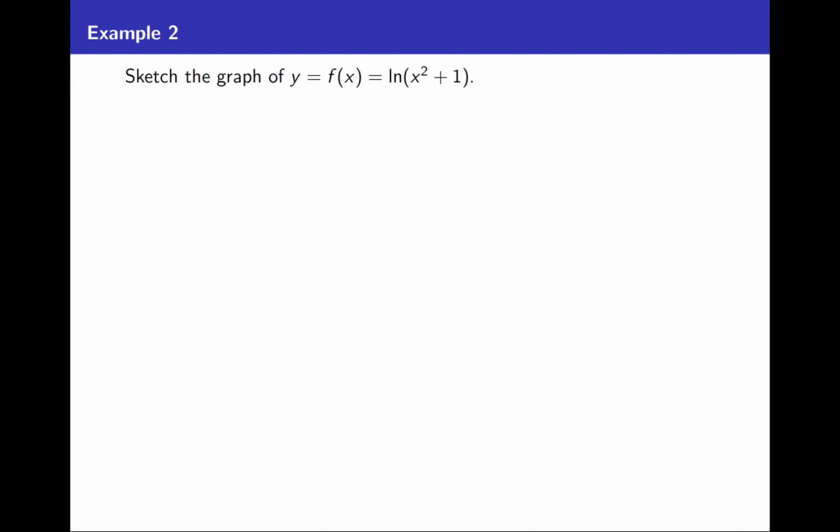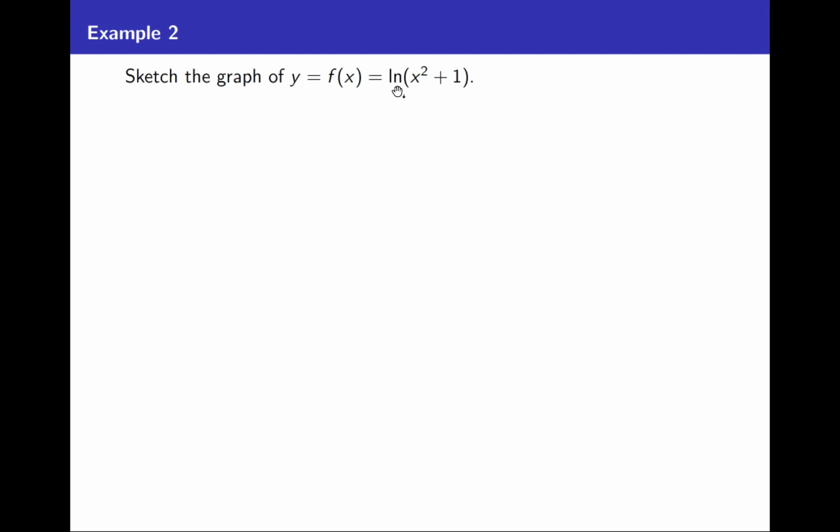Let's do another example. Let's sketch the graph of the function f of x equals ln of x squared plus 1. And by sketch the graph, I mean we'll find out where it's increasing, decreasing. We're going to find out where f of x is concave up, concave down. Maybe look at the local extrema and the inflection points, and draw the graph of f informed by all of this information.